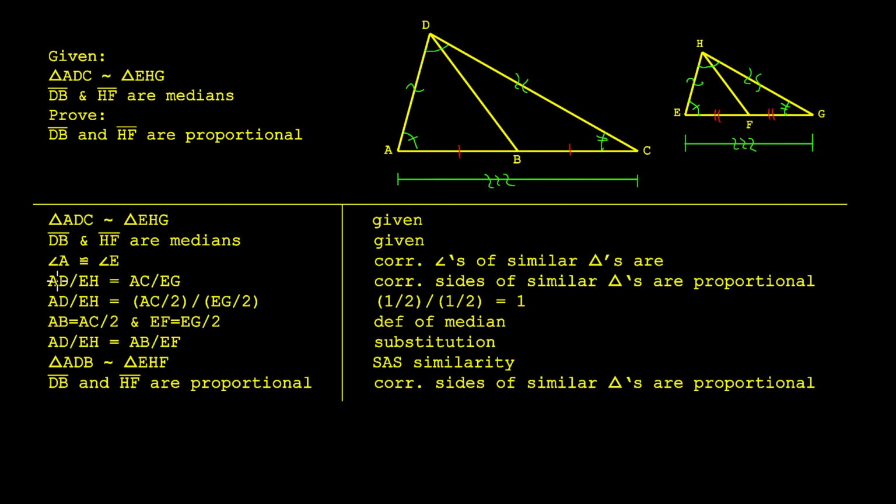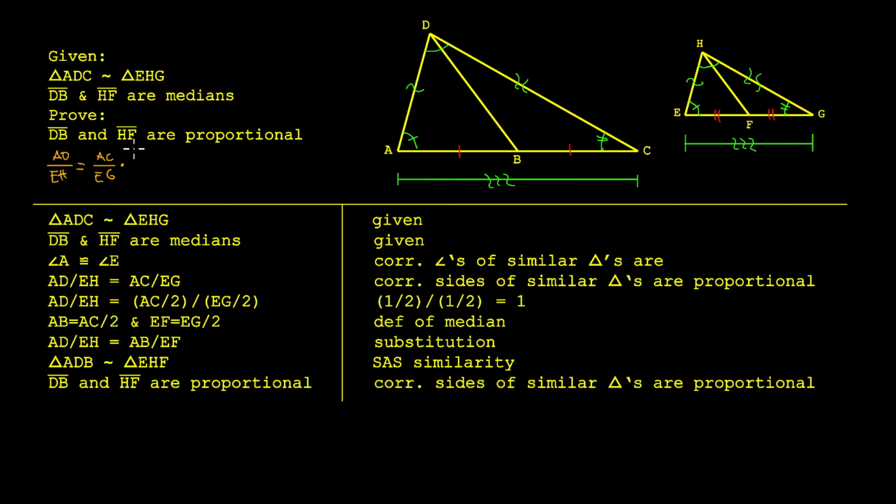Next, we will get to the algebra portion of our proof. AD over EH equals AC over EG. Corresponding sides of similar triangles are proportional. And we'll do this in orange just to set it off. So we have AD over EH equals AC over EG.